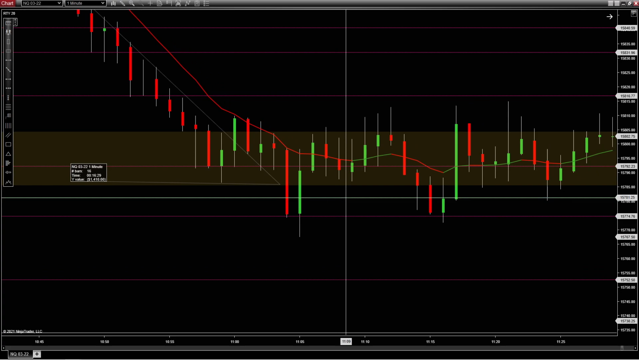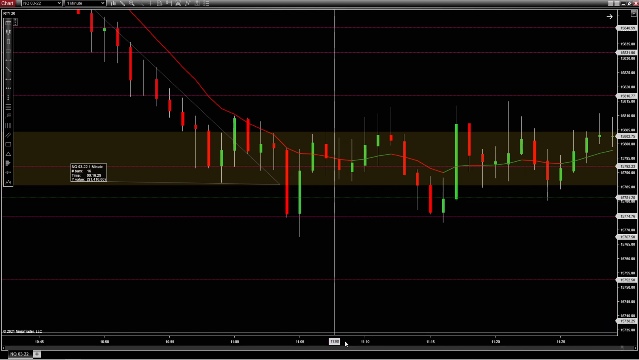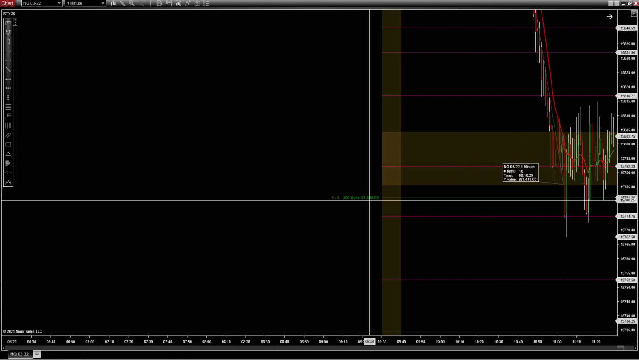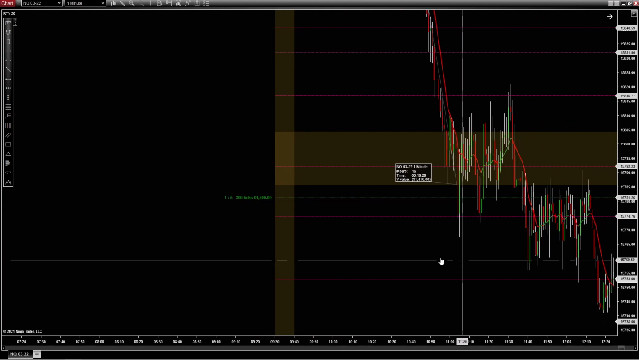Now this green line is a risk to reward. I do not use that. That's not a support and resistance line. Your purple is. So I do have a risk to reward of 1 to 5. A 1 to 5 is making $1,500 on one contract.